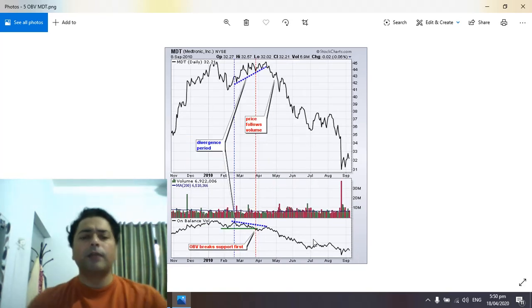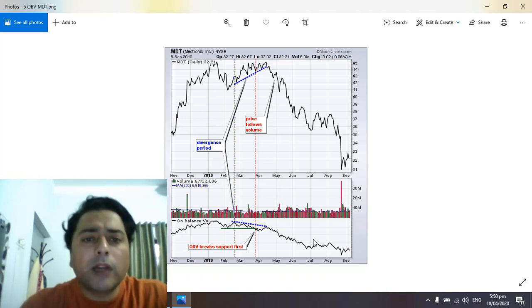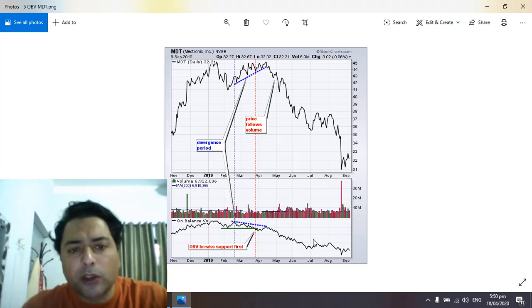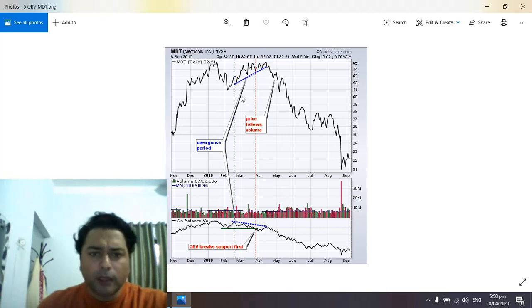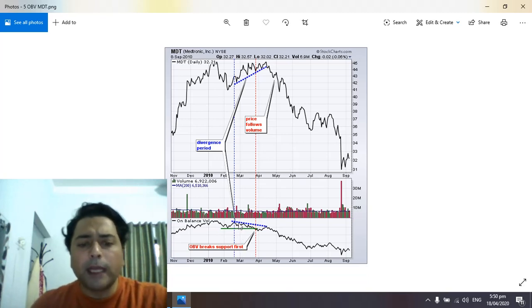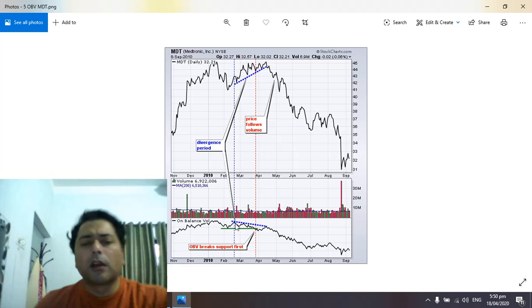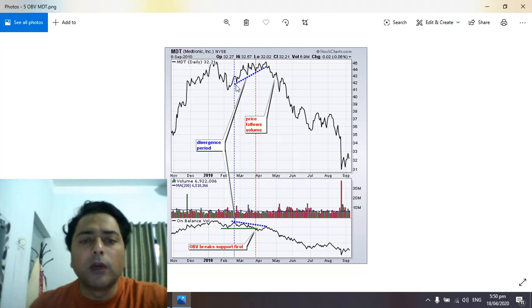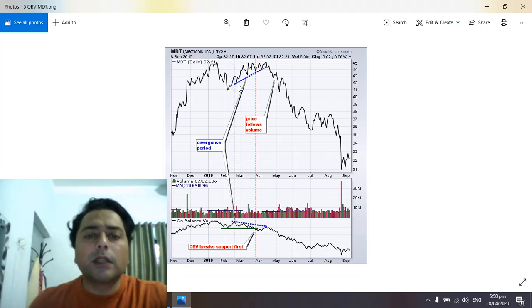Next up we have bearish divergence. Medtronic, New York Stock Exchange, 8th of December 2010. From mid-February to April, you can see the OBV line was in a downward trend, while closing in a higher high. And the price chart was in a higher low.